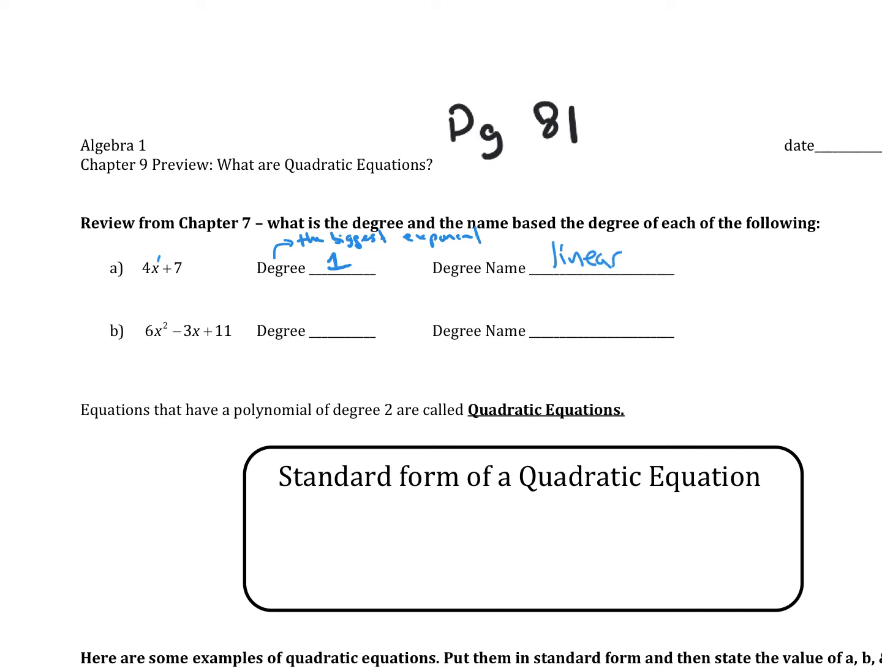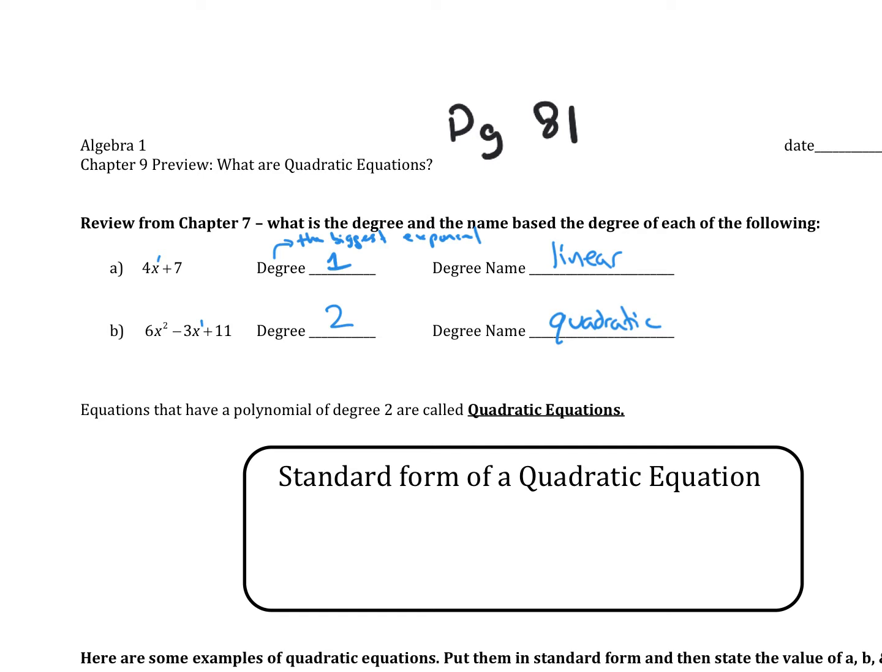For b, 6x squared minus 3x to the first plus 11. My biggest exponent there is 2, because it's like x squared, that's the biggest one. The degree name for that was quadratic. Hopefully those are familiar, remember that.